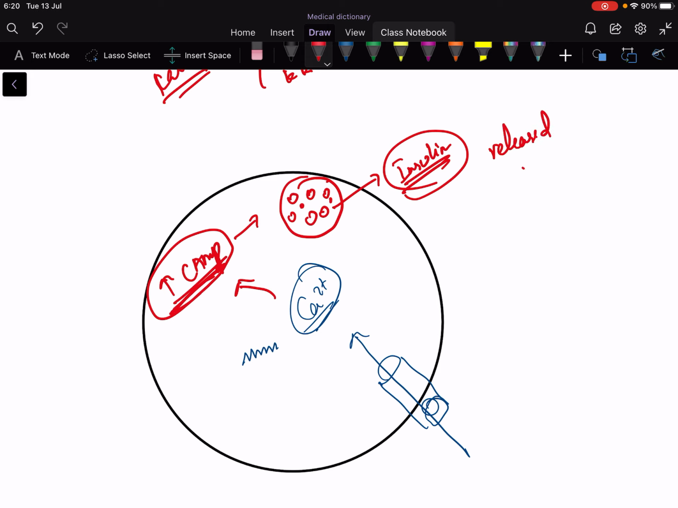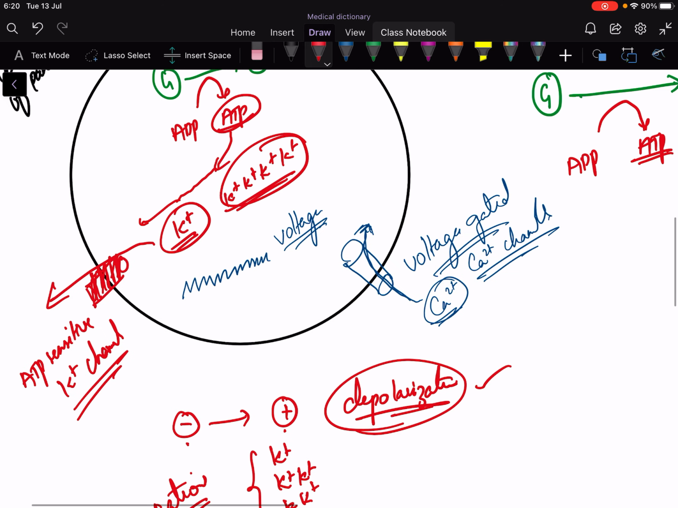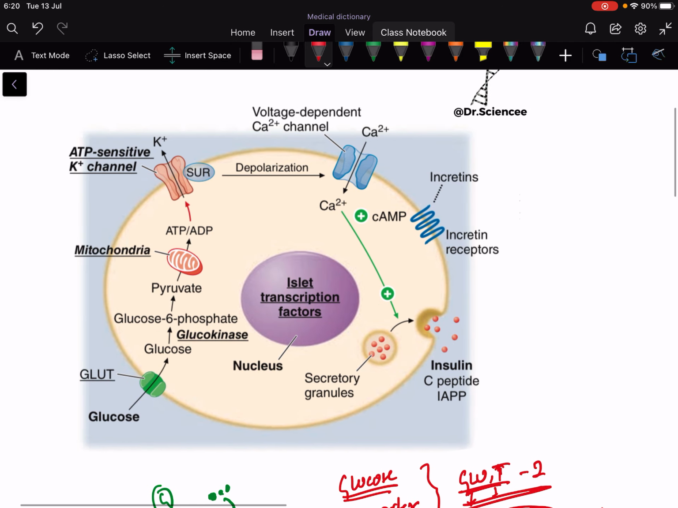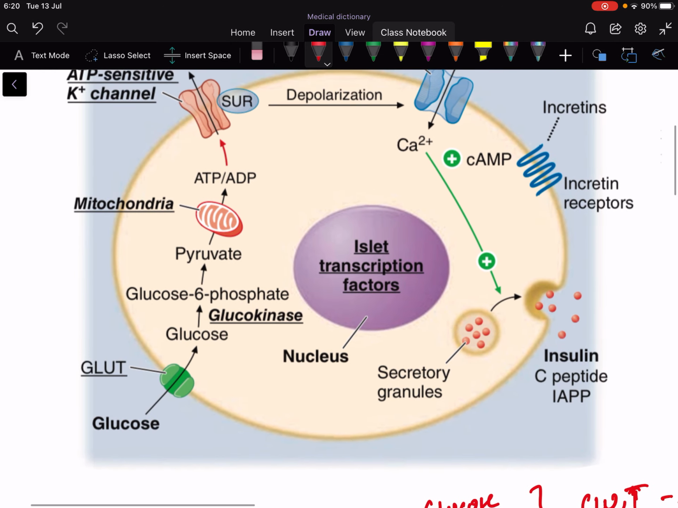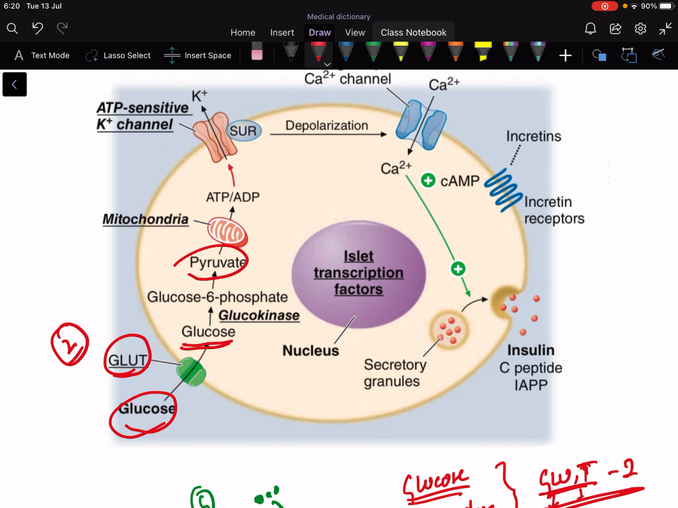Okay, so that was about the insulin secretion. Now we will take a look at the diagram. So as you can see, these are blood glucose transporters which are present on the beta cells of pancreas, right? Mainly type 2. So as you can see, glucose is getting inside and glucose is getting converted into pyruvate, during which ATP is produced. ADP is converted into ATP.